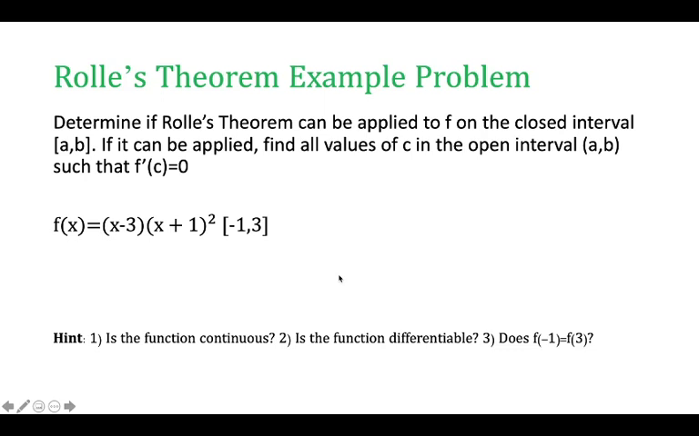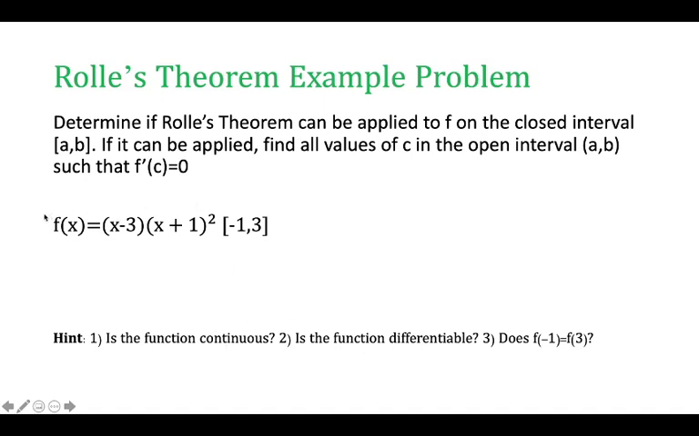So here's an example problem of Rolle's theorem. This is from the textbook. Determine if Rolle's theorem can be applied to f on the closed interval of a to b. If it can be applied, find all values of c in the open interval from a to b such that f prime of c equals 0. I gave a couple hints here. First we have to determine if it can be applied on the closed interval. So we have to determine if the function is continuous and also if the function is differentiable.